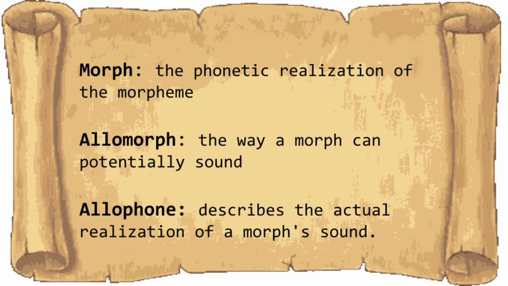What's the difference between morphs and allomorphs? A morph is the phonetic realization of the morpheme or the way it is formed. An allomorph is the way or ways a morph can potentially sound. Allophone describes the actual realization of a morph's sound.